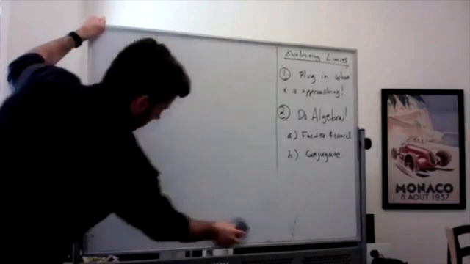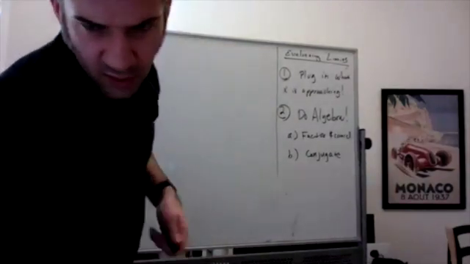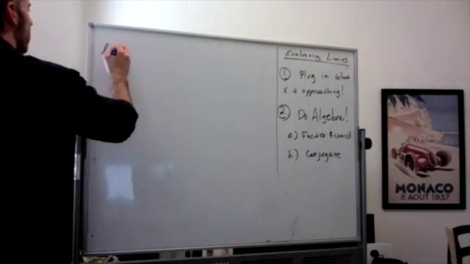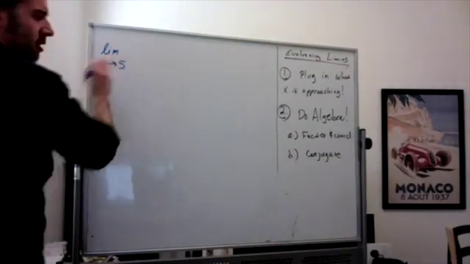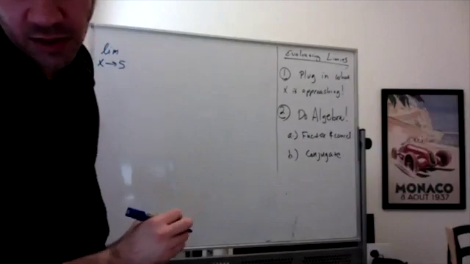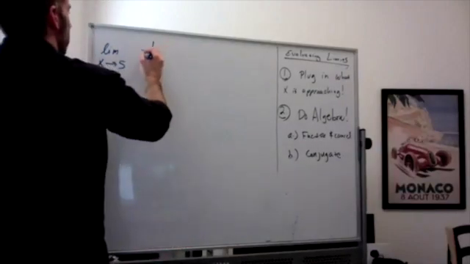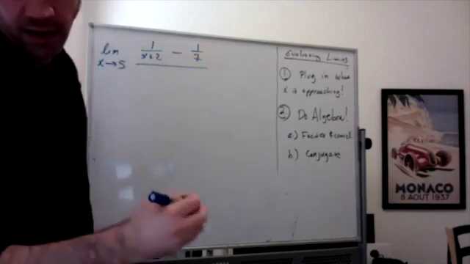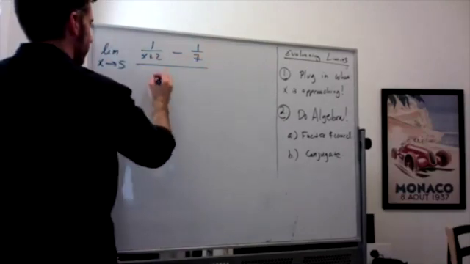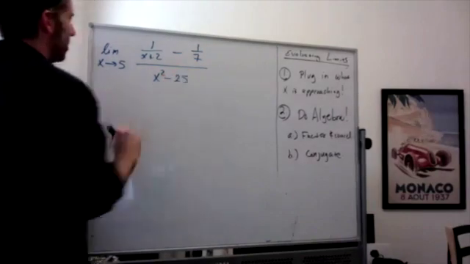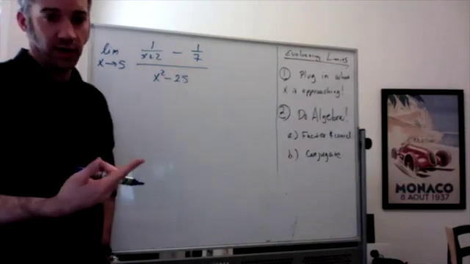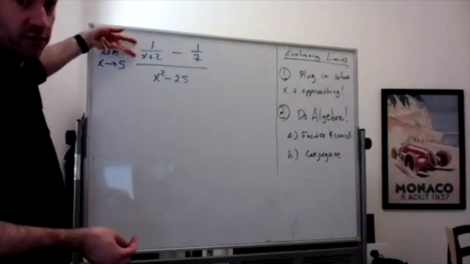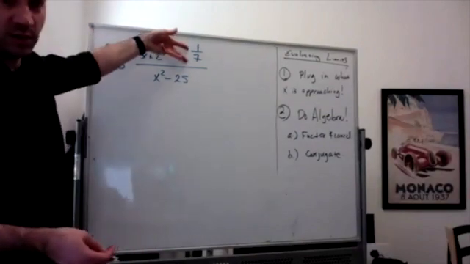So let's say we wanted to find the limit as x approaches 5 of 1 over x plus 2 minus 1 over 7, all over x squared minus 25. So I will again point out, we could get a common denominator by multiplying this fraction by 7 over 7 and this fraction by x plus 2 over x plus 2.